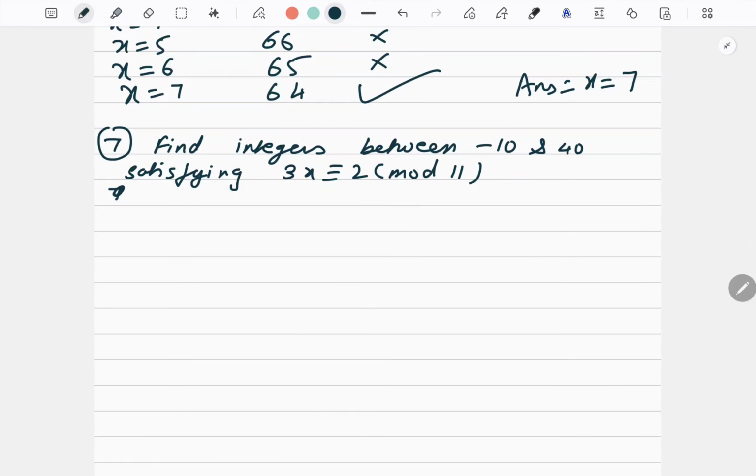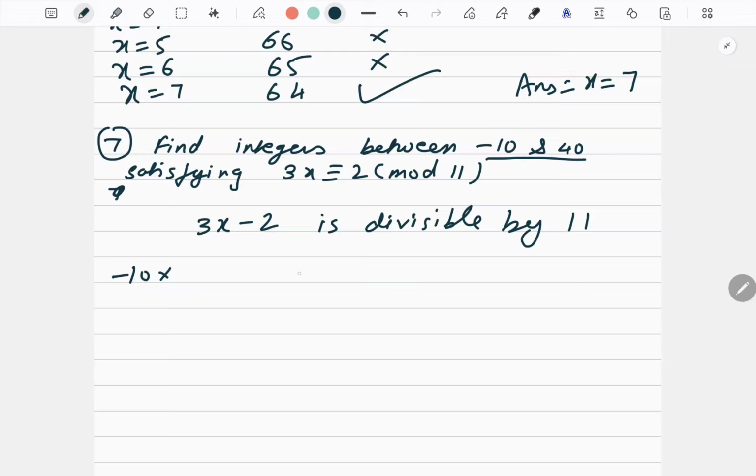Now find integers between minus 10 and 40 satisfying this equation. So again, 3x minus 2 is divisible by 11. Right? Now you need to find out the numbers between this range. So now let us start. If I put minus 10, so it becomes minus 30 minus 2. So minus 32 is not at all divisible by 11. So minus 10 is ruled out. Correct?